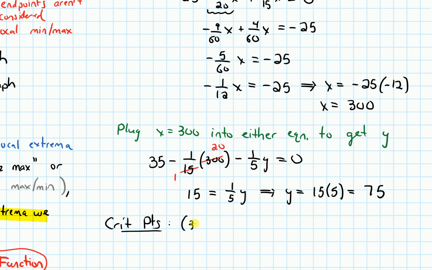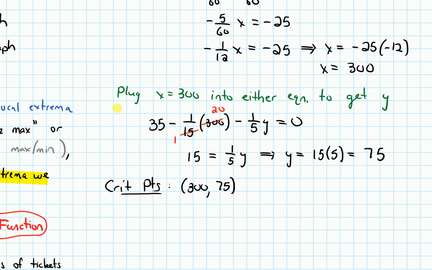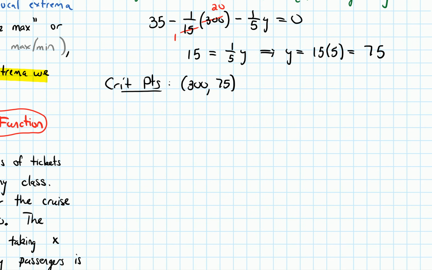The x value is 300, and the y value is 75. So we are ready now to find h, our Hessian. So we want to find h now. Recall what our partial derivatives were. The partial of our function with respect to x was 20 minus 1/20 x minus 1/15 y. And the partial with respect to y was 35 minus 1/15 x minus 1/5 y.